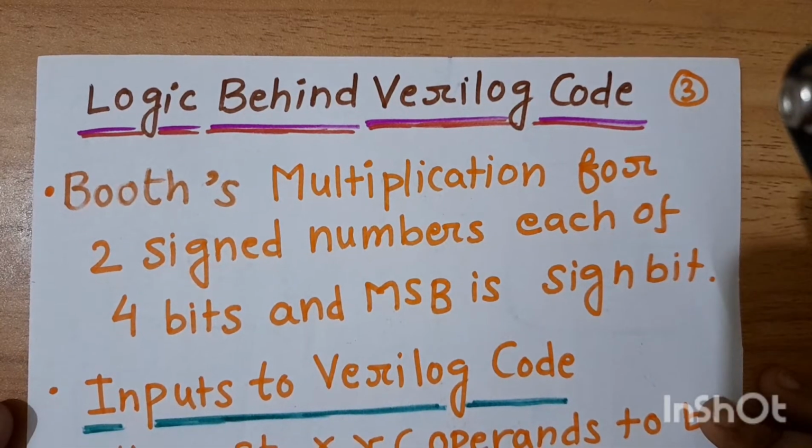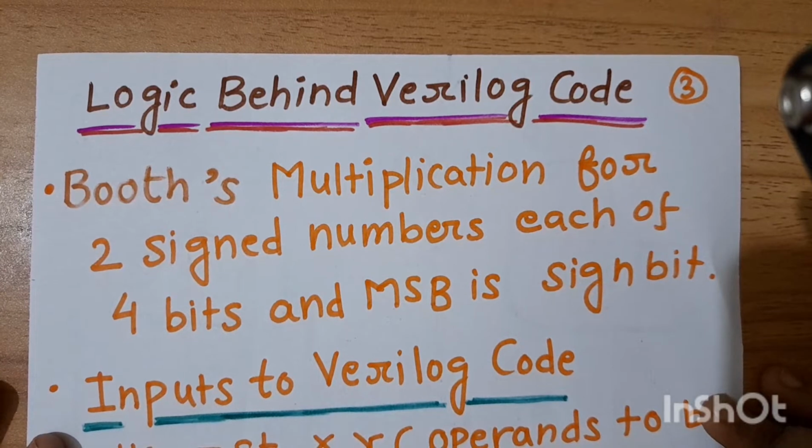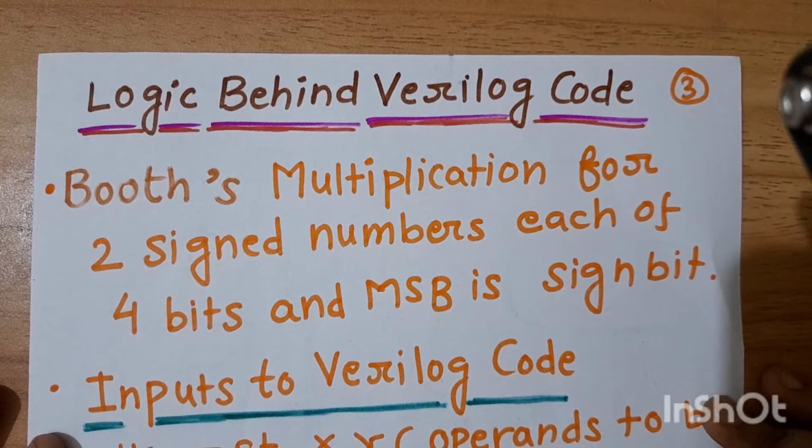What is the logic behind the Verilog code? Booth's multiplication is actually meant for signed numbers. The multiplicand and multiplier are both signed numbers. So the MSB of the multiplier and the MSB of the multiplicand actually carry the sign of the numbers.